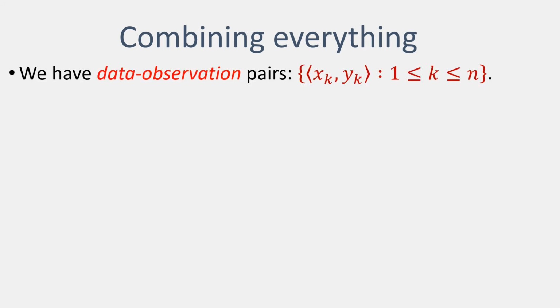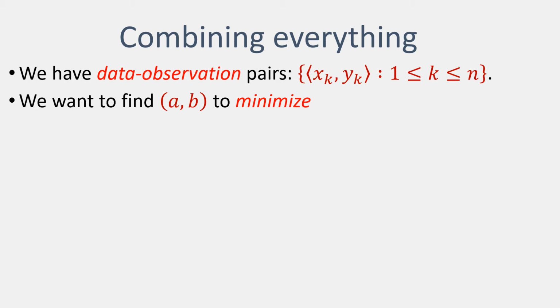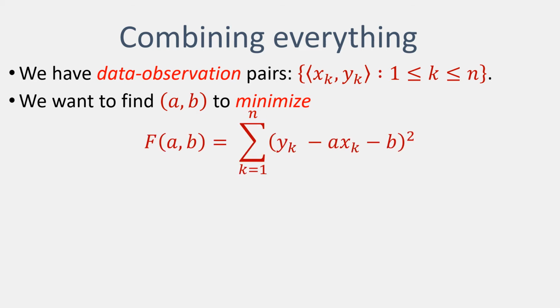So how do we combine these? Let's look at what we had. We have our data and observation pairs, this collection here. What are we looking for? We are looking for two constant values, a gradient and an offset. And when we use these two constant values in our line function, the outcome will be to minimize this expression here.